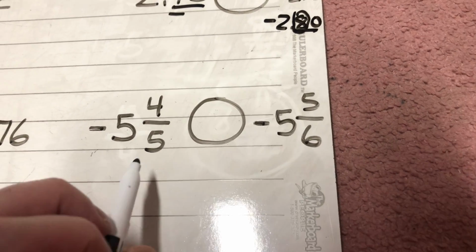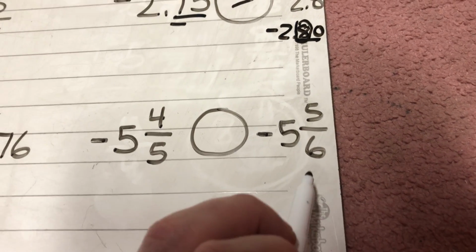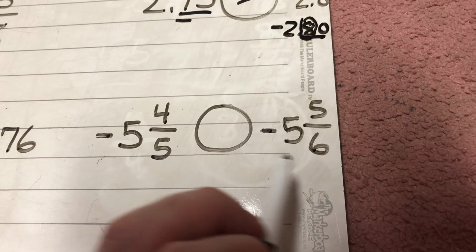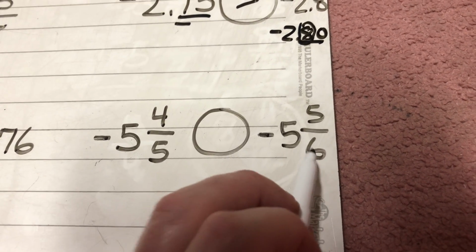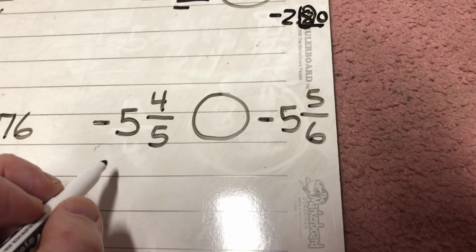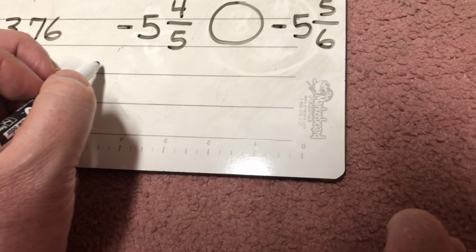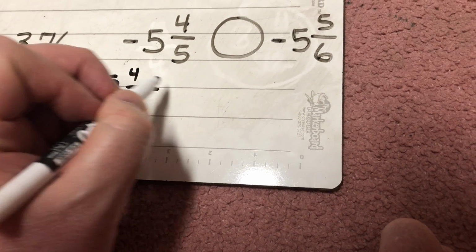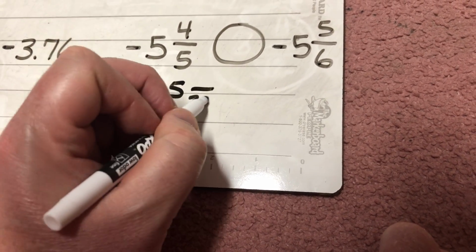6 times 3 is 18. 5 does not work with 18. 6 times 4 is 24. I can't take 5 times something and get 24. But 6 times 5 is 30. And I can take 5 times 6 and get 30. So I can take my 5 and 4/5 and make that equal to 5 and something over 30.